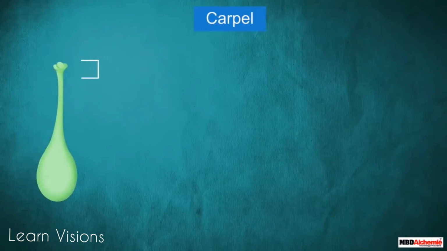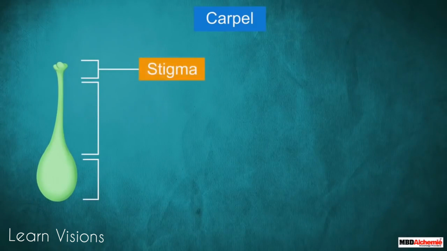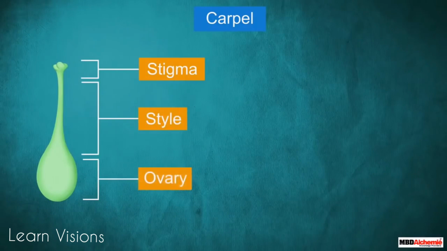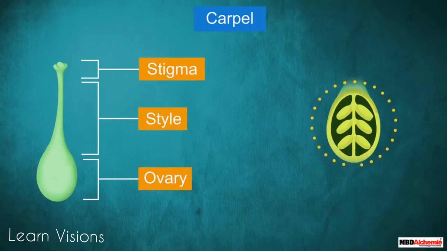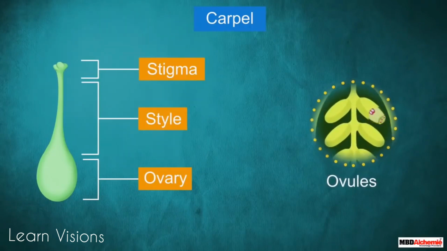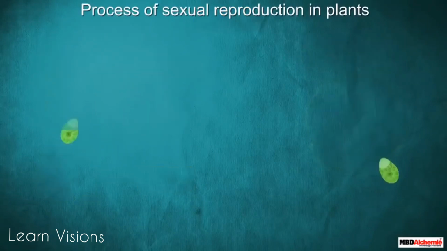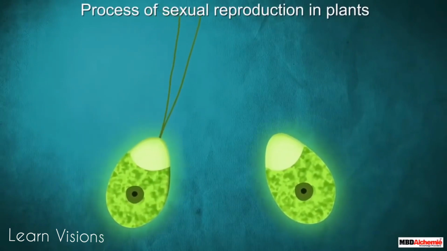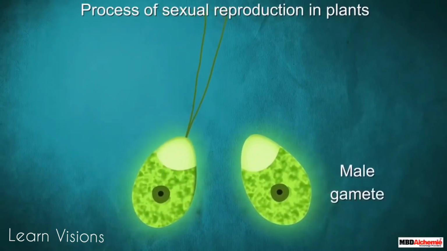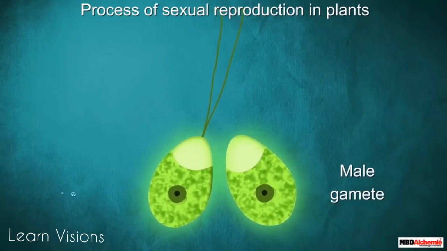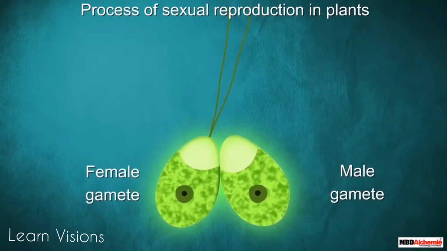Whereas a carpel is made up of three parts. The upper part is stigma, the middle tube-like part is style, and the bottom part is ovary. This ovary contains ovule, which contains the female gamete called the egg cell. The process of sexual reproduction in plants involves the fusion of male gamete and female gamete to form a zygote.